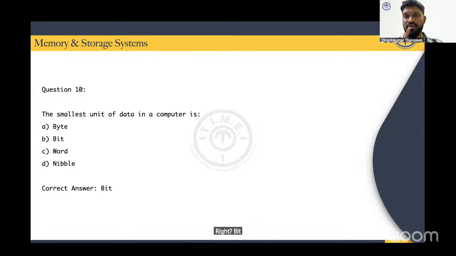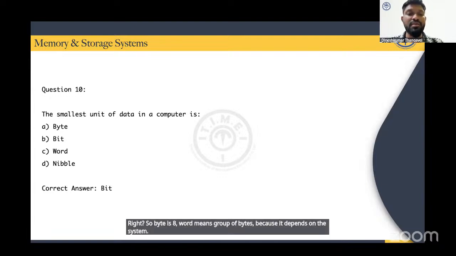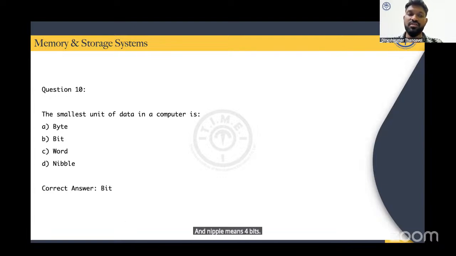Bit means 1. 4 bits means nibble, 8 bits means byte, right? So byte is 8 bits. Word means a group of bytes because it depends on the system. And nibble means 4 bits, and the smallest one is the bit.